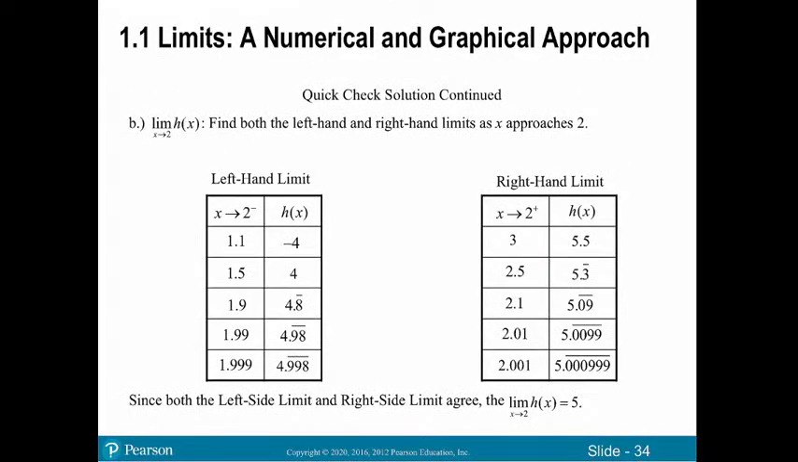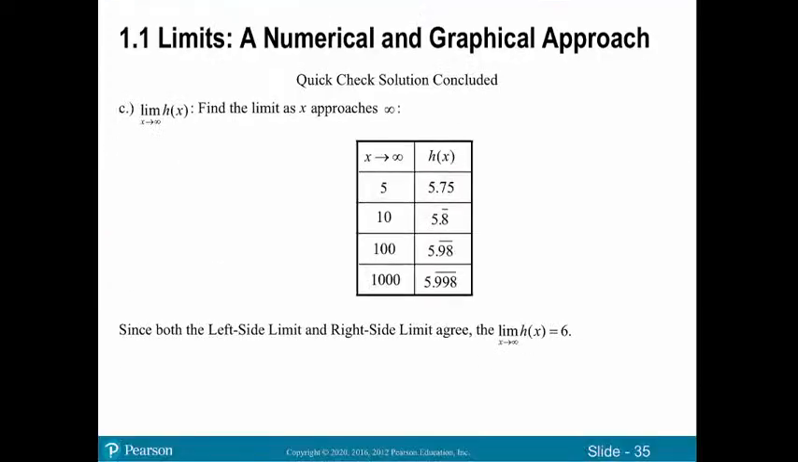And then something similar here. As x approaches 2 from the left, it's approaching 5. As x approaches 2 from the right, it's also approaching 5. So then we say that limit is 5. And then as x goes off to infinity, y gets closer and closer to 6, right?